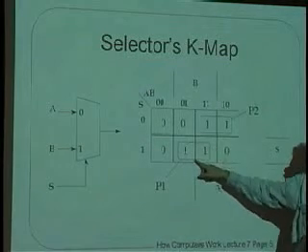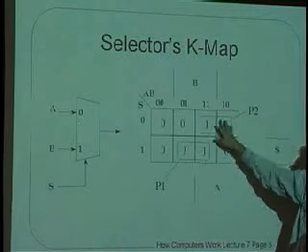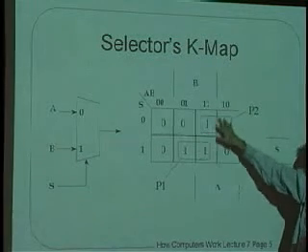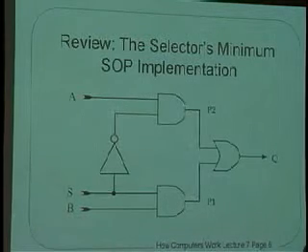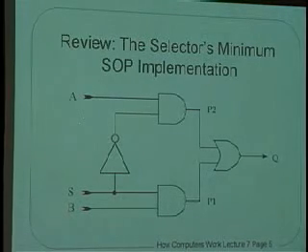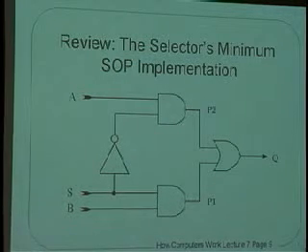P1 fires when? When S is 1 and when B is 1. Okay? P2 fires when S is 0 and A is 1. And that's exactly the logic that you have in the diagram here. Well, this amounts to just A or B. Well, it's not exactly A or B because it depends on S also.